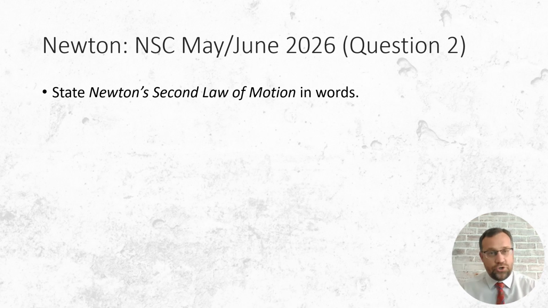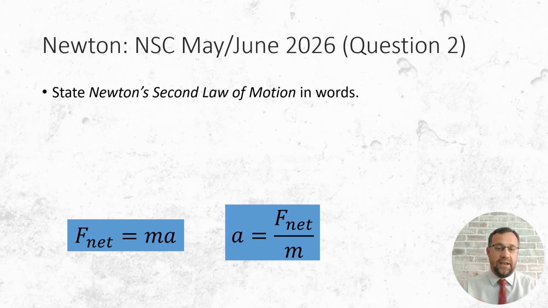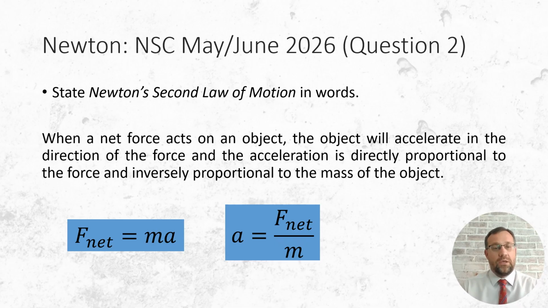Now, to make it easier to remember, think of Newton's second law simply as F net equals ma. We rewrite this in terms of acceleration and find a equals F net divided by m. So now you can write the definition. When a net force acts on an object, the object will accelerate in the direction of the force, and the acceleration is directly proportional to the force and inversely proportional to the mass of the object.